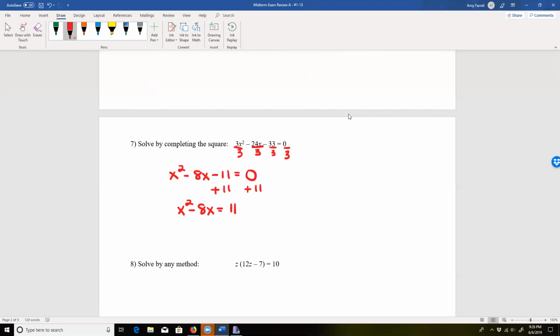To complete the square, we take, I guess I'll write it down here, we take the coefficient of x, we divide it by 2 and square the result. So in this problem, the coefficient of x is negative 8. We're going to divide it by 2, square the result. Negative 4 squared is 16. So I'm going to add 16 to both sides.